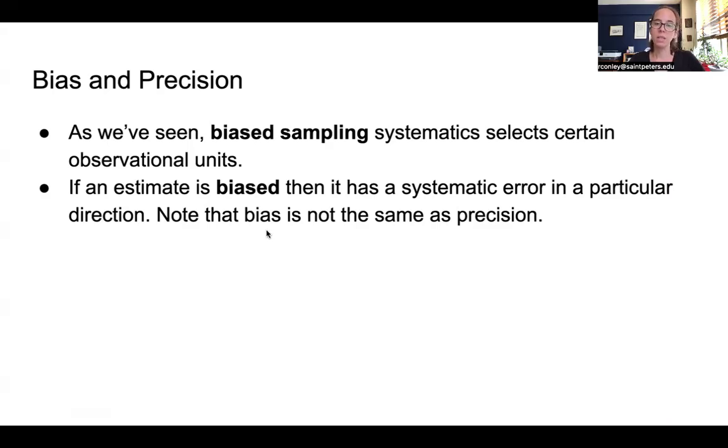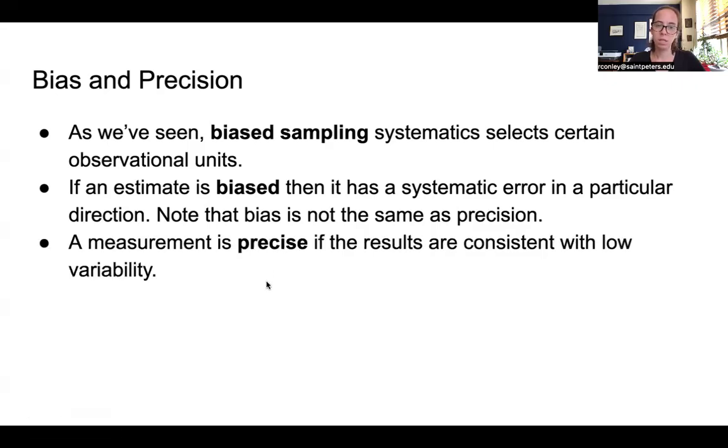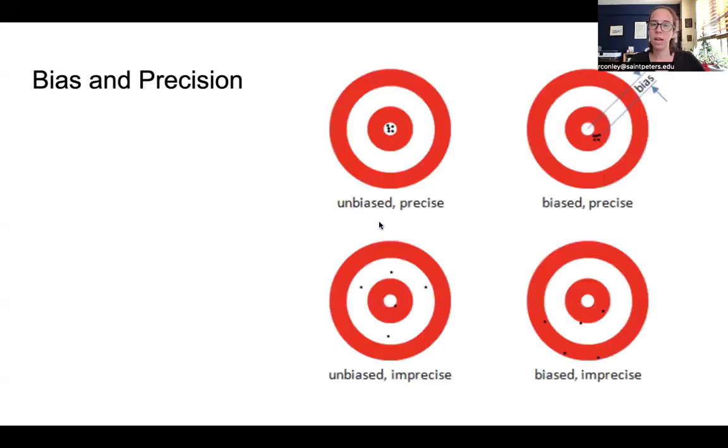And note that bias is not the same as precision. A measurement is precise if the results are consistent with low variability. So if you're always getting the same answer, that measurement is going to be precise. If you're getting errors that are in the same direction, that estimate is going to be biased. And I'm going to show you a picture right now.